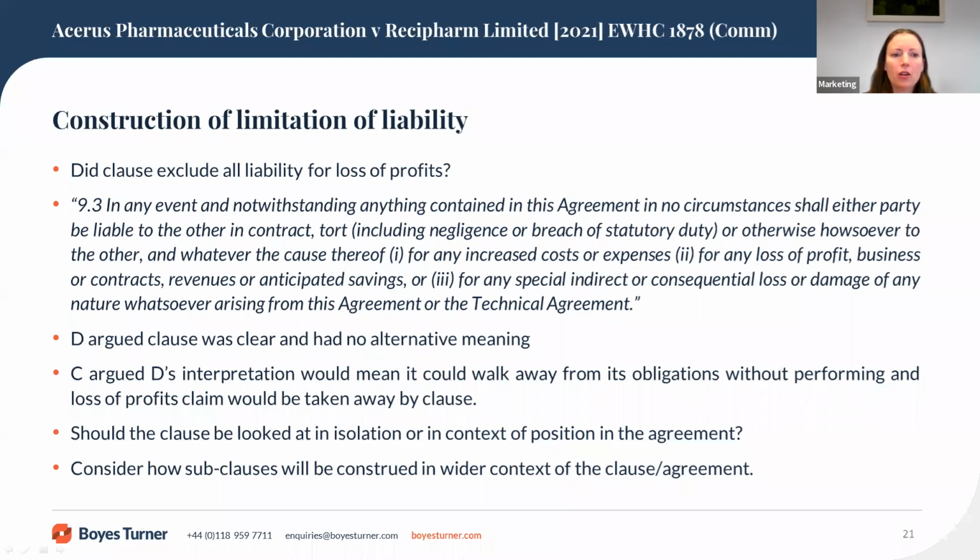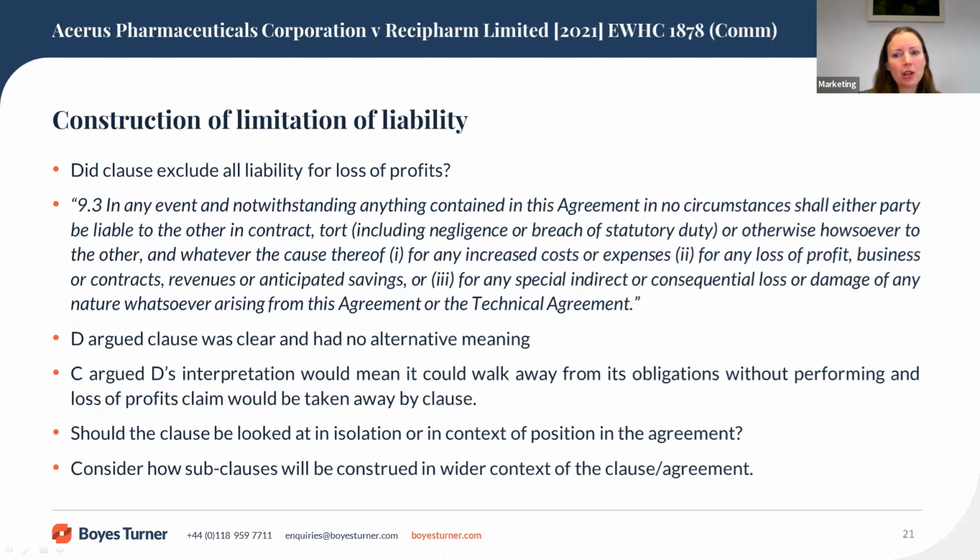Resifarm also argued that clause 9.3 of the agreement, which I've set out on the slide, excluded the claim for loss of profits and costs which was being brought. Resifarm argued that the wording of this clause was clear and it didn't bear any alternative meaning. But Onerous said that if the clause had that meaning, then it would allow Resifarm effectively to choose to walk away from its obligations without performing, and the only sanction available for it would be a claim for loss of profits. That claim would be taken away by clause 9.3, and that outcome would not be consistent with business common sense. Looking at this clause in isolation, you may be inclined to agree with Resifarm.